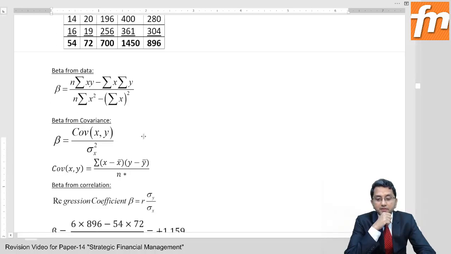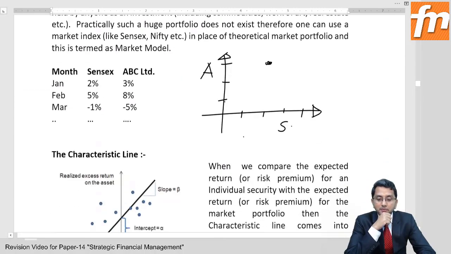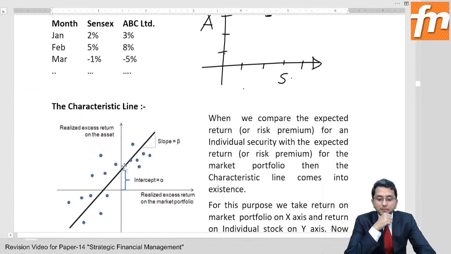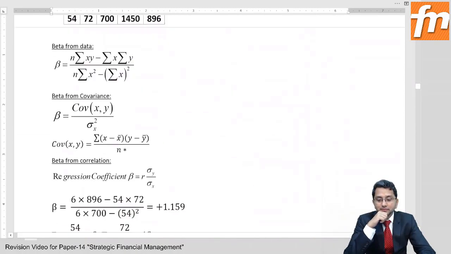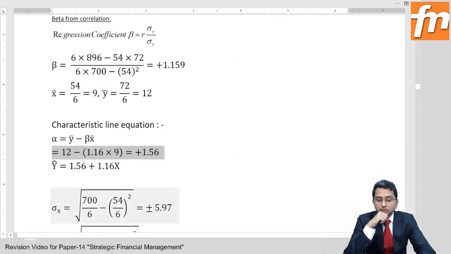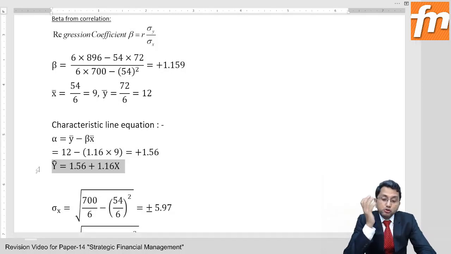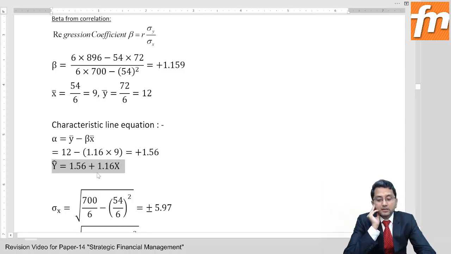Alpha. What is alpha? Do you know? In this diagram, this intercept, the point where regression line is cutting y-axis, is alpha. And the slope is actually the beta. So characteristic line equation is 1.56 plus 1.16x. How do you use characteristic line? If you know x, you can find out y. If somebody gives you that x will rise by 10%, you can easily calculate what will be the rise in my share.